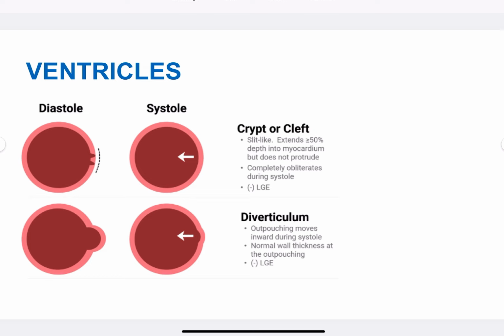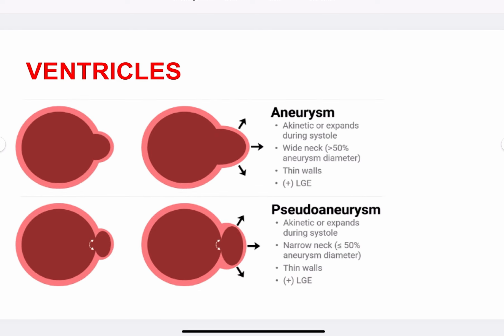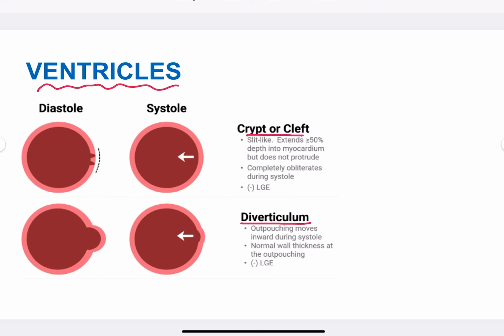Now let us see the outpouching from the ventricle. These are basically 4 types: crypt or cleft, diverticulum, aneurysm and the pseudoaneurysm. So let us see. Firstly, the crypt or cleft.